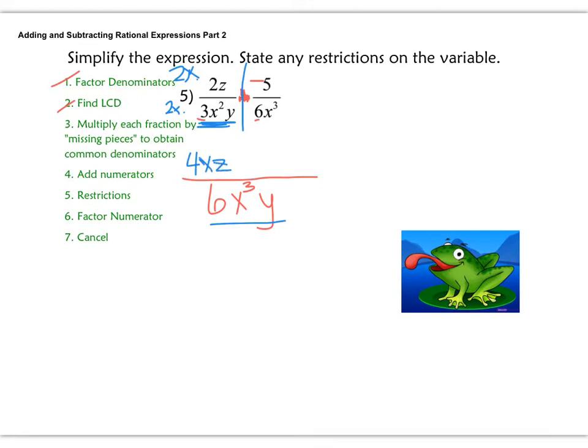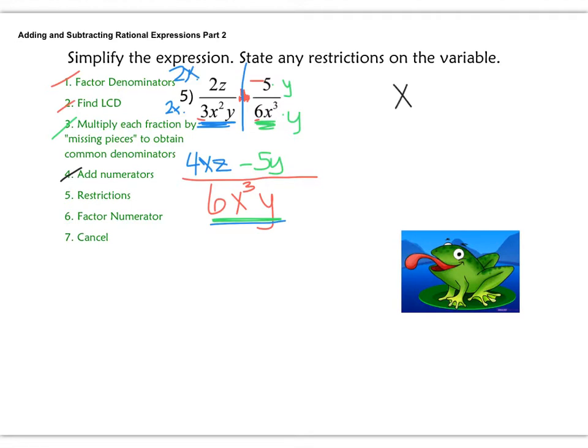And then the next fraction, what do you multiply 6x cubed by to get 6x cubed y? Well, I only need the y. So we multiply the top, and we get a negative 5y. Okay, that was step 3. Step 4, add your numerator. I have an xz and a y. Those are not like terms.